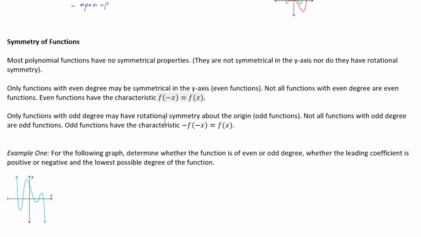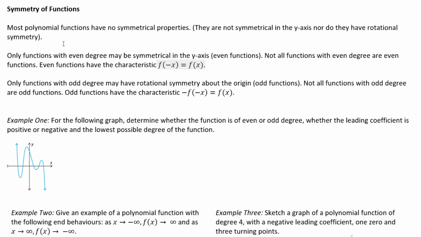Now, with respect to symmetry, most polynomial functions have no symmetrical properties. They are not symmetrical on the y-axis, nor do they have rotational symmetry. Only functions with even degrees, however, may be symmetrical in the y-axis, so even functions. Not all functions with an even degree are even functions, and recall that even functions have this characteristic: f of negative x is just equal to f of x. So only even degree functions may be even functions. But that being said, not all of them are.